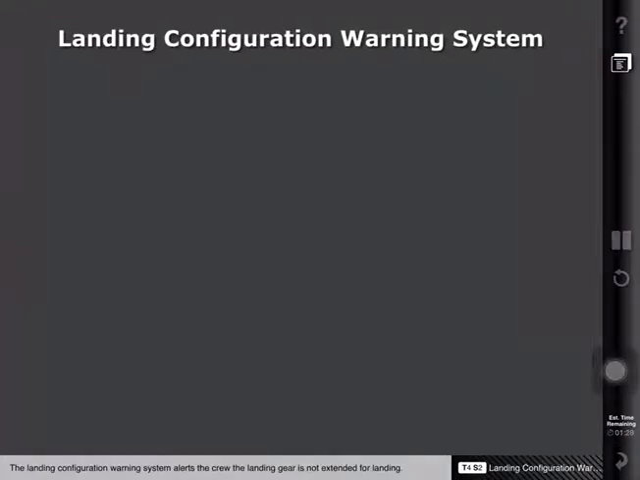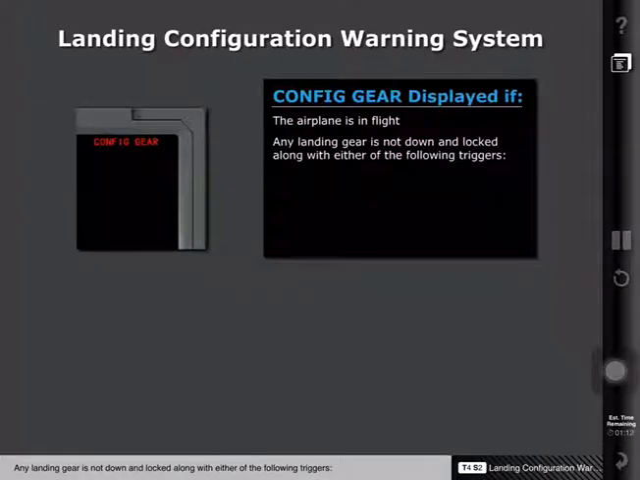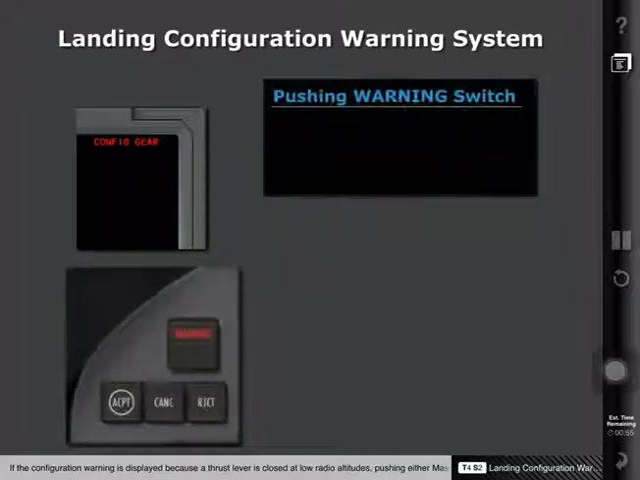The landing configuration warning system alerts the crew the landing gear is not extended for landing. The EICAS warning message CONFIG GEAR is displayed if the airplane is in flight and any landing gear is not down and locked along with either of the following triggers. Either thrust lever is closed and radio altitude is less than 800 feet, or the flap lever is in the landing position.